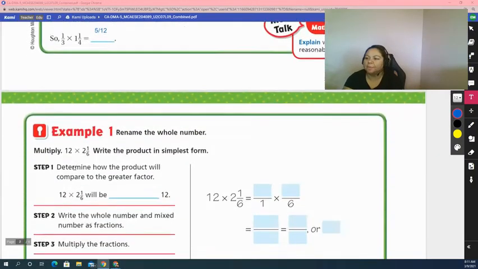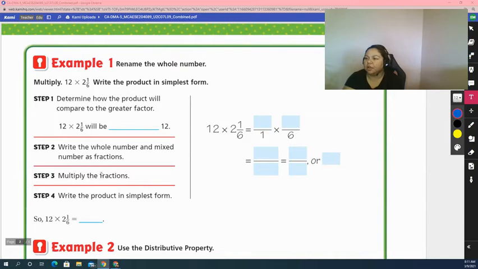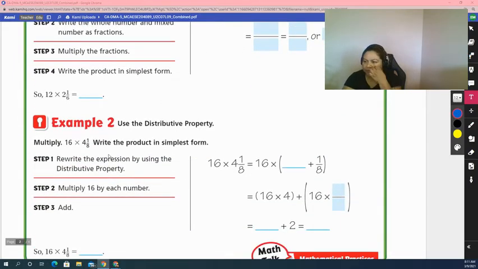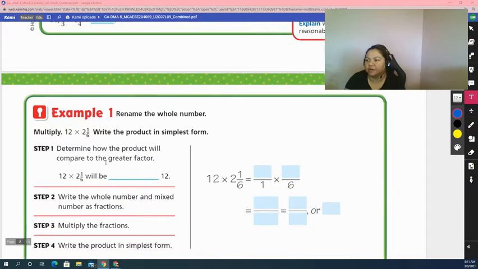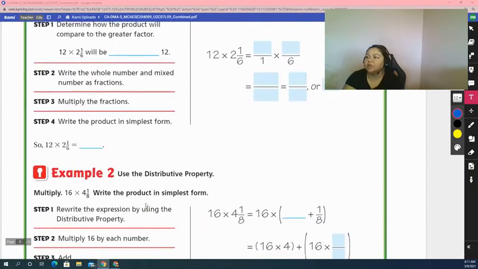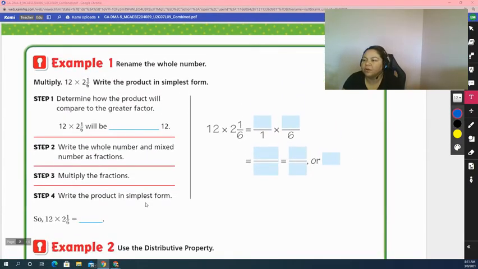Okay, so we're going to go ahead and practice some more. We're going to do example 1, and we're not going to use the distributive property for this, or should we? Yeah, I'll go over it. It's important that you know all of it anyway. So let's do the first example, then we'll do example 2, and then we'll practice with other questions on the next page. Okay, so we're right now on page 342, and we're on example 1.